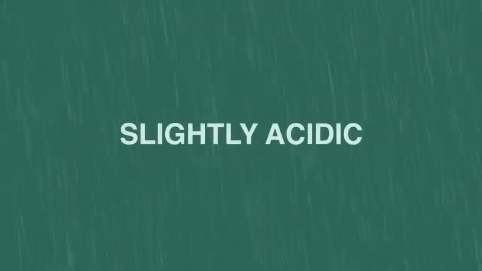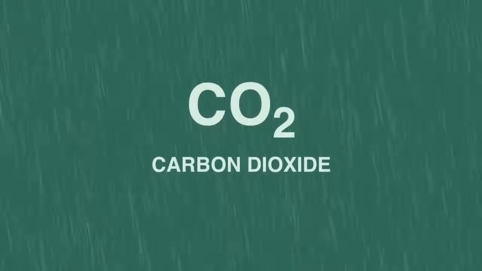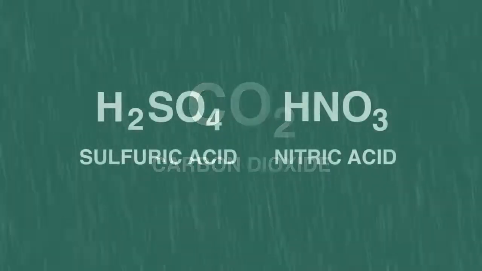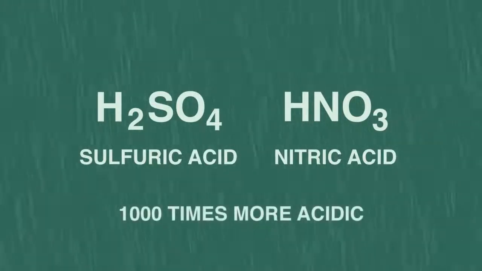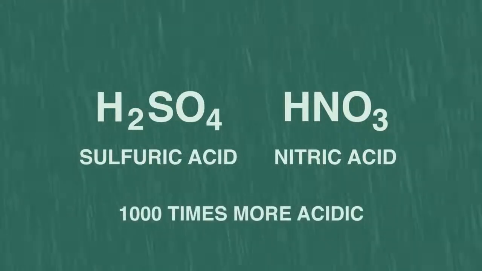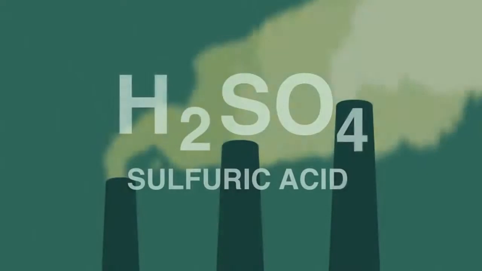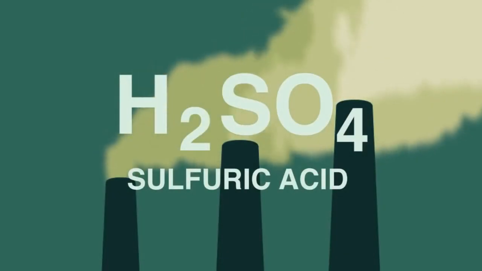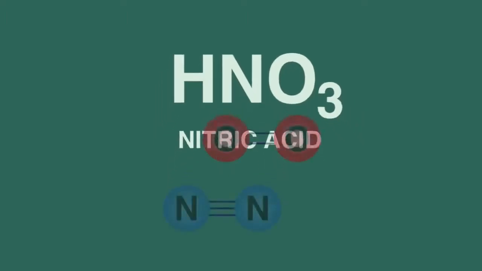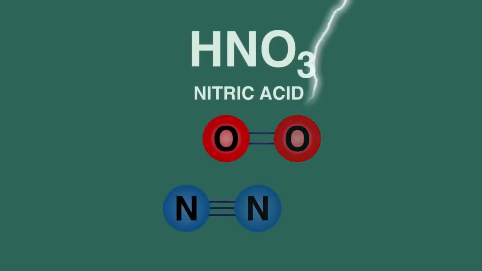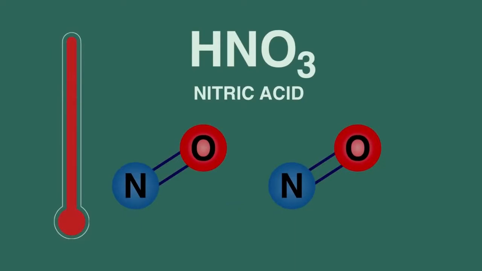So to summarize, normal rain is slightly acidic due to the dissolved carbon dioxide, but acid rain contains sulfuric and nitric acid, making the rain 1,000 times more acidic and dangerous for many living things. Sulfuric acid arises from the burning of fossil fuels containing sulfur. Nitric acid arises from the combustion of atmospheric oxygen and nitrogen in the high temperature conditions in the cylinders of petrol and diesel engines.